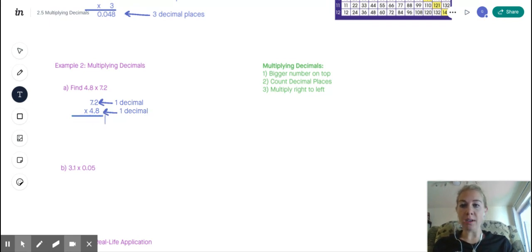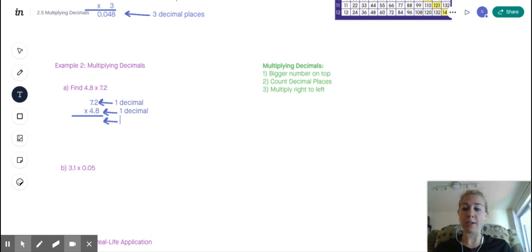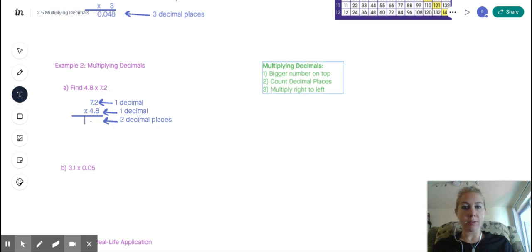Now that both of our numbers have decimal places, we need to add up how many decimal places are in the numbers we're multiplying, and that's going to be the number of decimal places in our answer. So if there's one decimal place in the first number and one in the second number, that gives us 2 decimal places for our answer. That means our decimal point would be approximately right there. Okay, so now we multiply right to left.